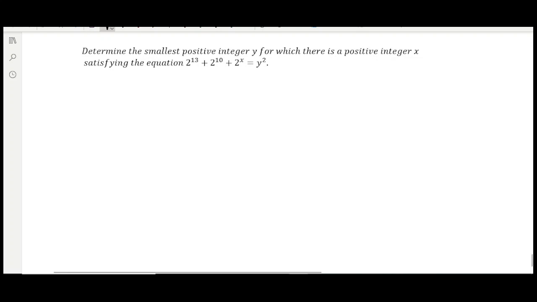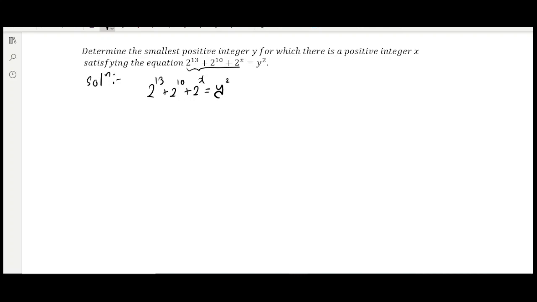Today we are going to take this example. Determine the smallest positive integer y for which there is a positive integer x satisfying this equation. This seems to be a Diophantine equation, right? 2 raised to power 13 plus 2 raised to power 10 plus 2 raised to power x is equal to y square. This question can be asked in this form also: find the value of x for which this term is a perfect square.